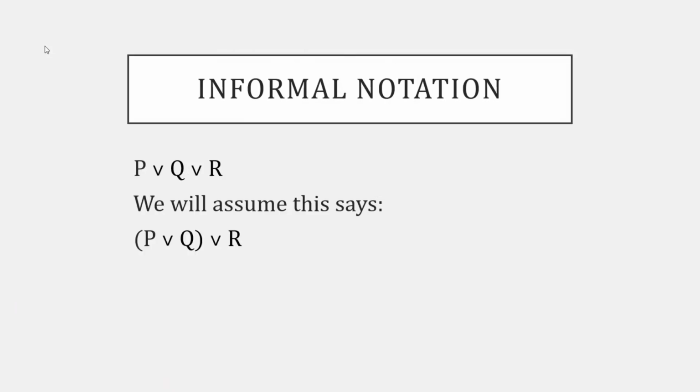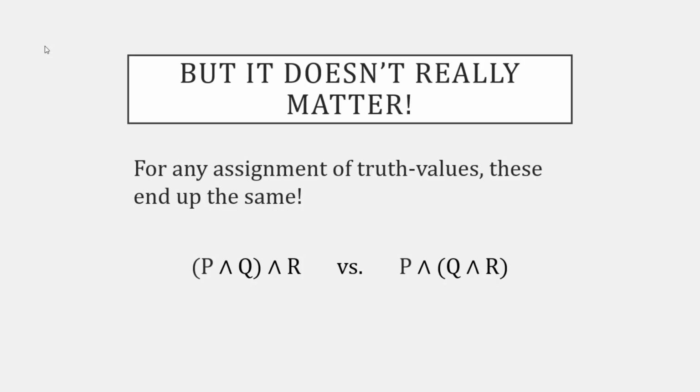If you've got a string of disjunctions, then we're going to assume that the first disjunction gets the brackets, just whichever one's first. Similarly, with the conjunction, we'll assume that the first one gets the brackets. But notice that it doesn't actually matter. Notice that the truth values are going to be the same wherever we put these brackets.